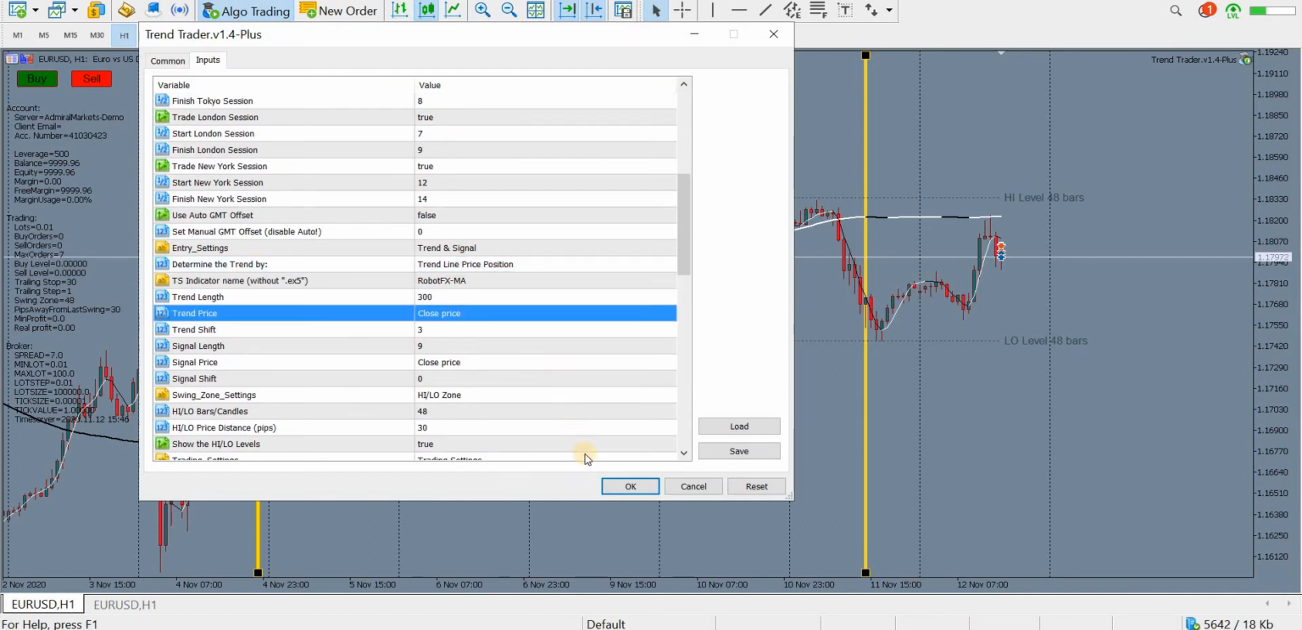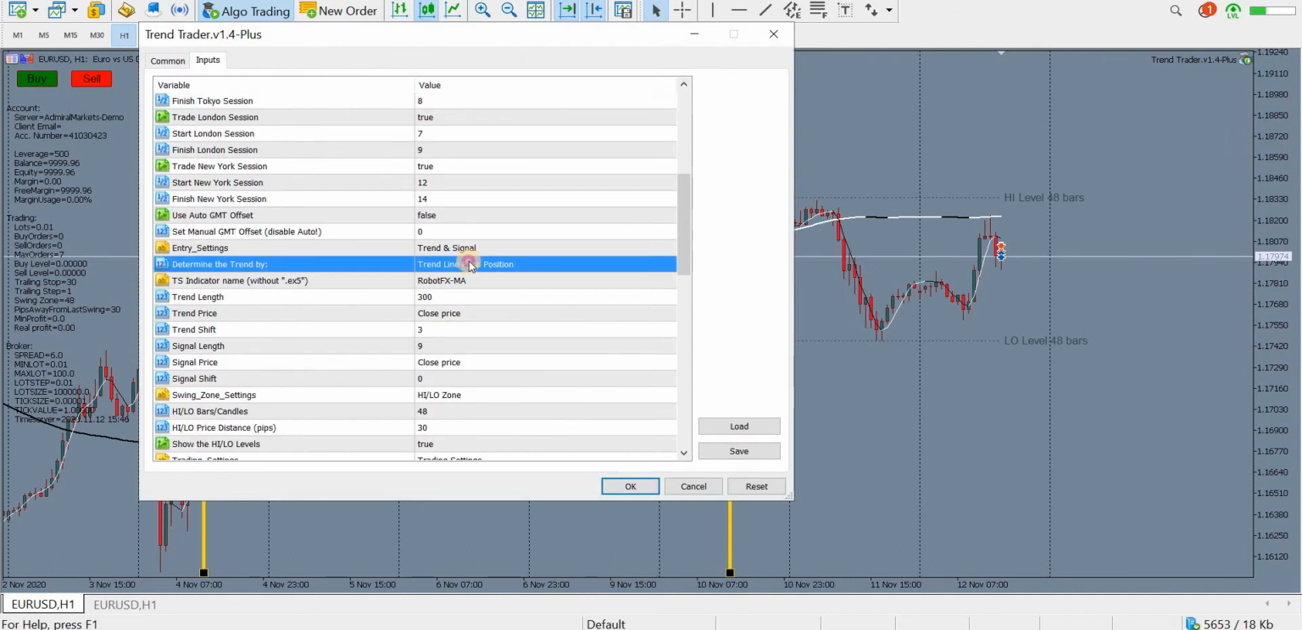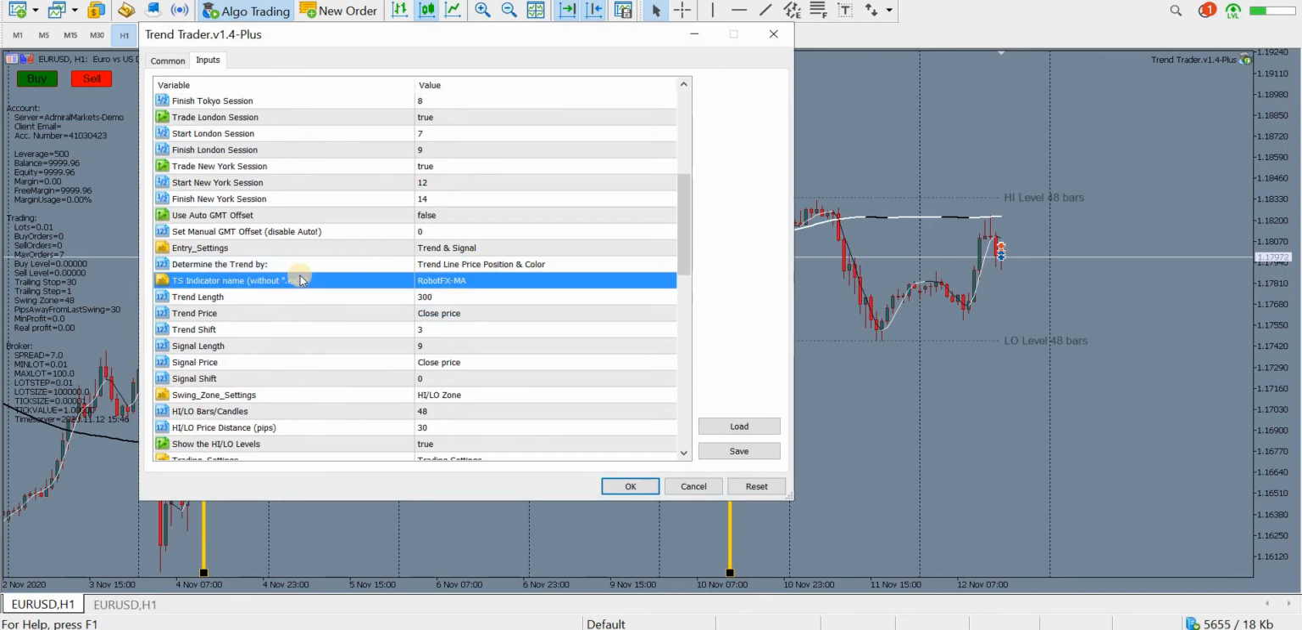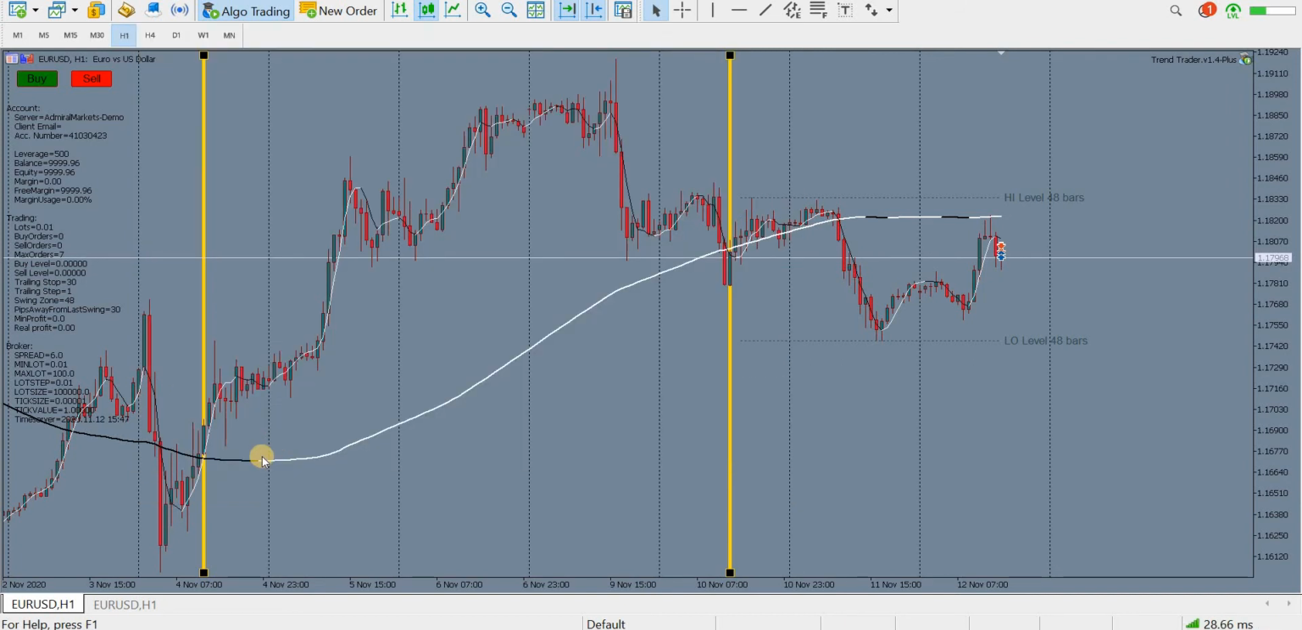determine the trend by the price position regarding this trend, and that means that the expert advisor will open buys only when the price sits above the trend line, and it will focus on selling when the price is below the trend line. And the third option, and that's my favorite, this is what I personally use, is to determine the trend by the price position and the color.